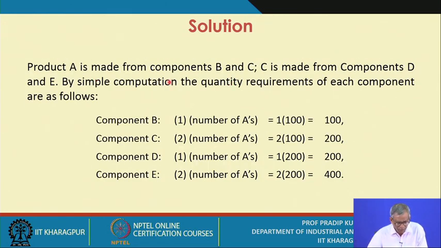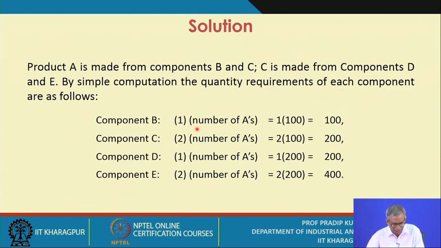Product A is made from components B and C. C is made from components D and E. This point I have already elaborated. By simple computation, I have already mentioned that MRP calculation is essentially a simple arithmetic calculation. So by simple computation, the quantity requirements for each component are as follows.